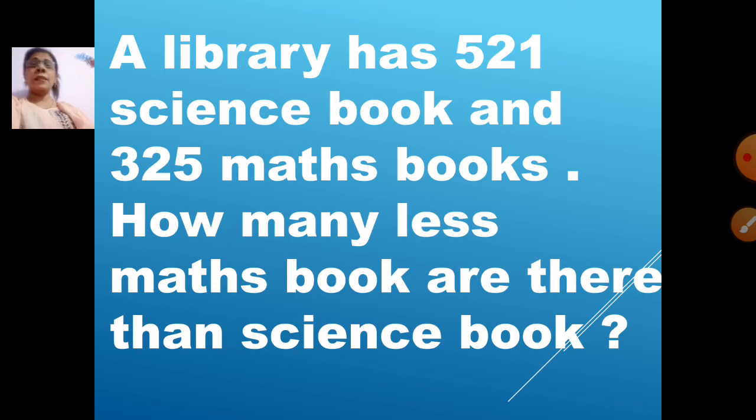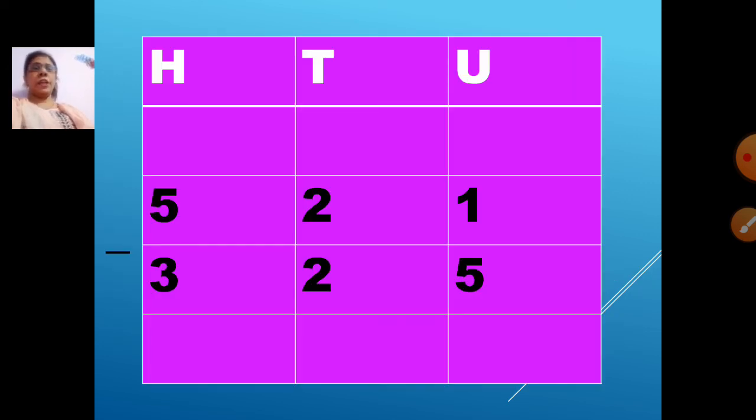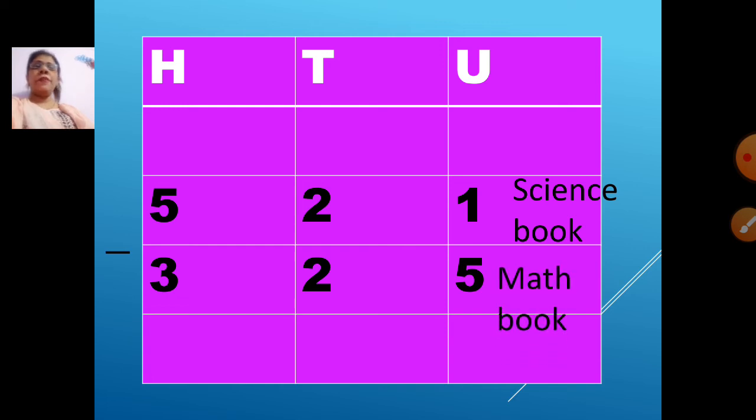So how will we get this? By subtracting. So how will we subtract? We will arrange the numbers according to their place value: hundreds, tens and units column. After writing the number, what will we write? Science books. That is how many science books? 521 science books. 325 is maths books.